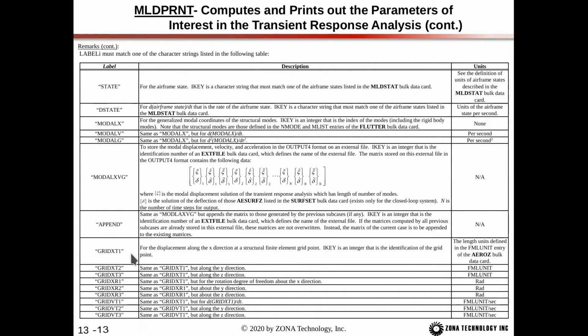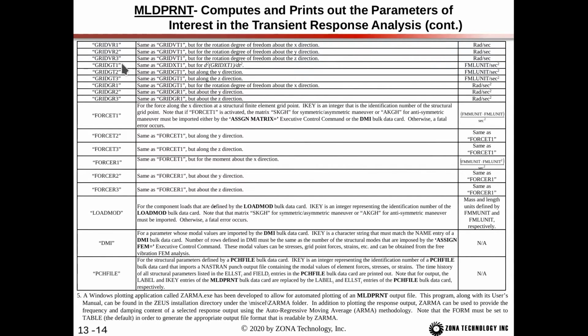Next we have grid xt1. This is for the displacement along the x direction at a structural finite element grid point, where I_key is the integer of the identification number of the grid point. And then xt2 and xt3 is for the y and z directions. R1, R2, and R3 are for the rotational degrees of freedom about the x, y, and z axes. Then we have grid V. So grid V is the derivative of grid X. And of course we have T1, T2, T3, and R1, R2, R3. Then we have grid G, which is the second time derivative with respect to X.